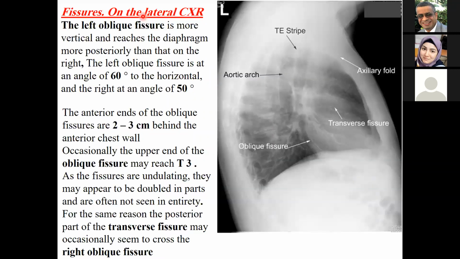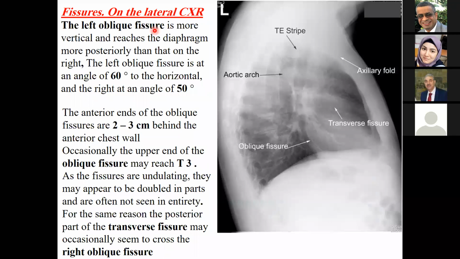Fissures on the lateral chest X-ray. The left oblique fissure is more vertical and more posterior than that on the right. The left oblique fissure is at an angle of 60 degrees to the horizontal, and the right at an angle of 50 degrees. The anterior end of the oblique fissure is 2 to 3 cm behind the anterior chest wall.